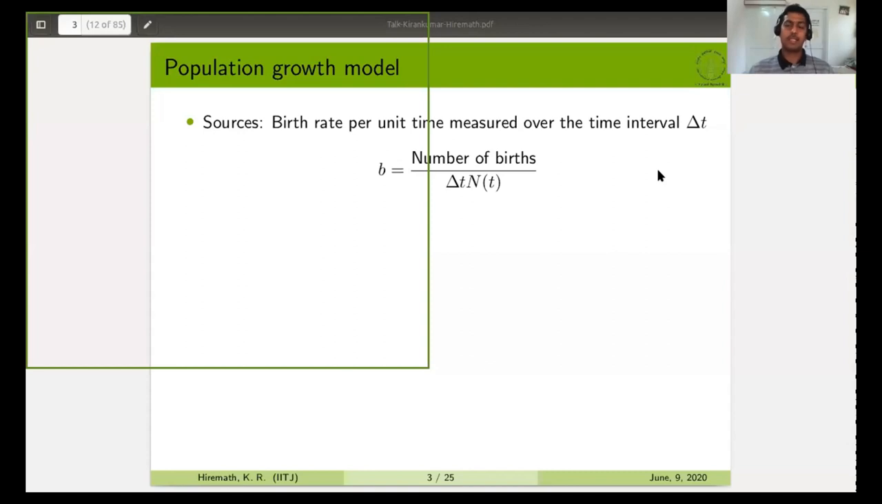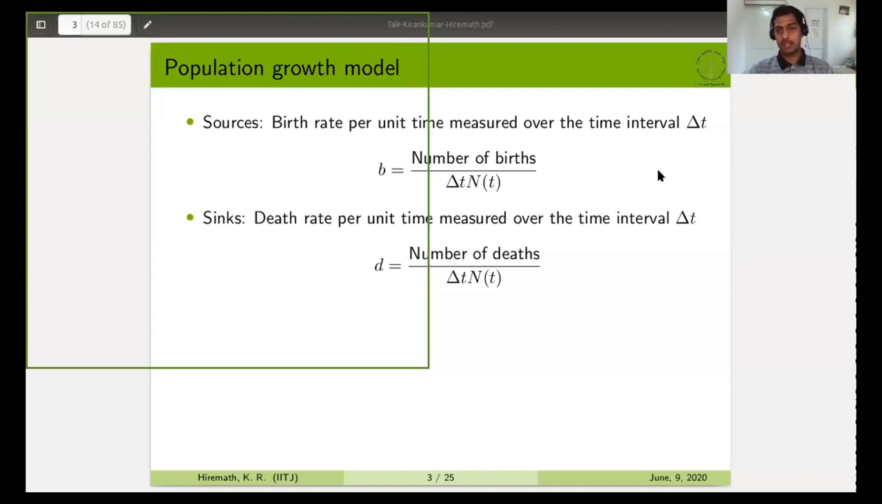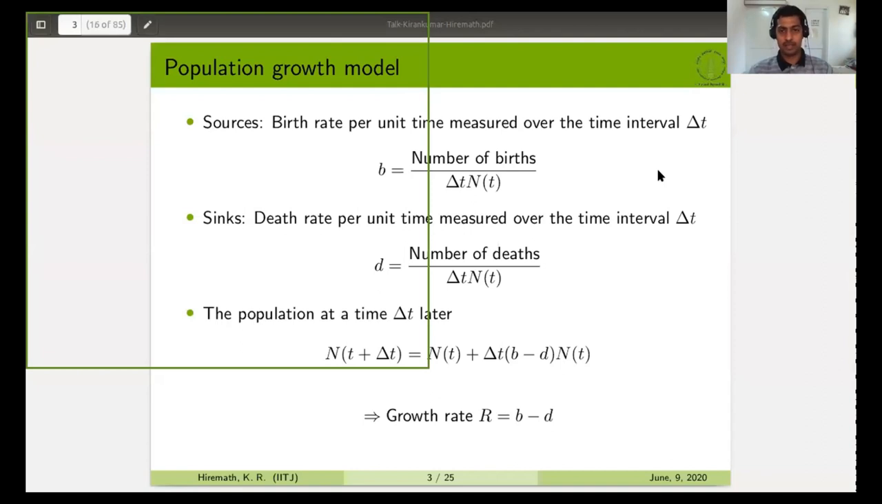Similarly, if population increases due to birth, there will also be some factors which reduce the population. Let us take the simplest model. There is no immigration or emigration: no new population is coming inside and no population is leaving the system. In that case, there will be some sinks. One of the sinks is death. Let D be the death rate, defined in the same way: the number of deaths in time delta t per population N(t). Then the population over time delta t, that is N(t + delta t), will be the old population plus the increase due to birth minus the decrease due to deaths. So this R, which is B minus D, is the growth rate.